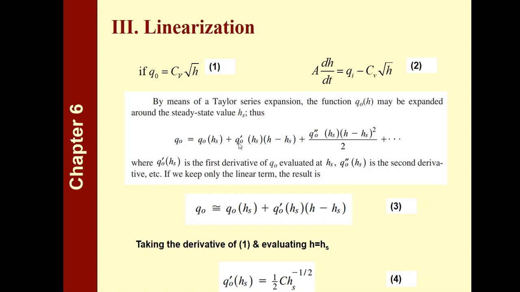So in the second term here, that will be the first derivative multiplied to the deviation form of the variable H, it's h minus hs. And then the next term will be the second derivative, evaluated also at steady state, just like in here. But this time, the difference between h and hs, our deviation variable, will be raised to 2, and it will be divided by 2 in here. And then this will be unending until infinity, because Taylor series expansion is actually an infinite series of terms.